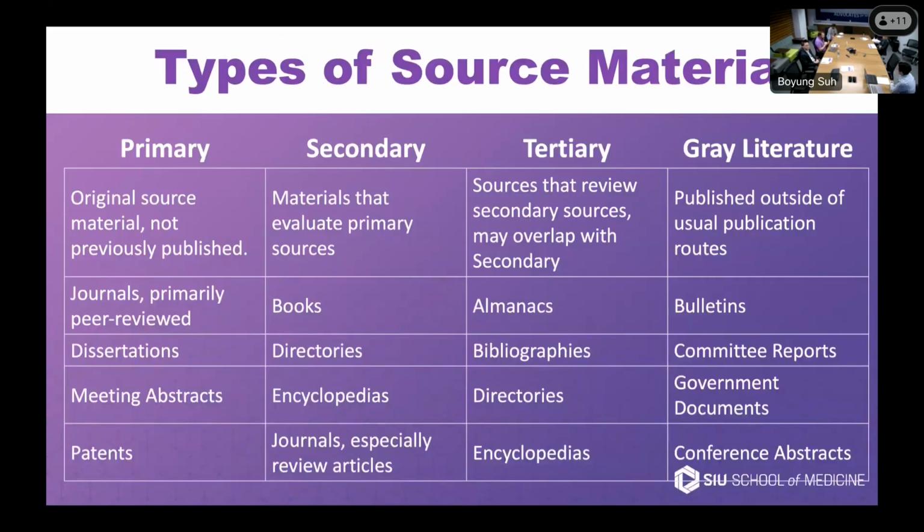And so as we're talking about our types of evidence, our types of source material, we can actually break them down into 4 different categories. Once again, one is not better than the other. But if we're looking at our primary resources, so these are going to be original source material, not previously published. Journals, primarily peer-reviewed, of course, is going to be our standard approach. Dissertations, meeting abstracts, and of course, patents.